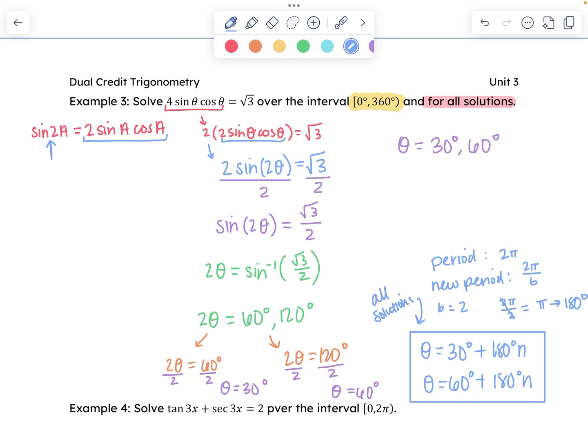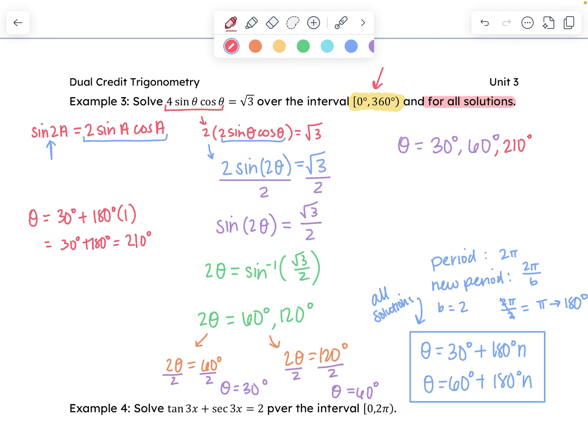But that does bring up another point here. If we're doing 30 degrees plus 180 times n and 60 degrees plus 180 times n, I don't know that I've necessarily found all of my answers from 0 to 360. So let's look at if n was 1. So over here, theta would equal 30 degrees plus 180 degrees times 1. Well, 30 degrees plus 180 degrees is 210 degrees, which still falls in my interval. So technically, I also have that answer.